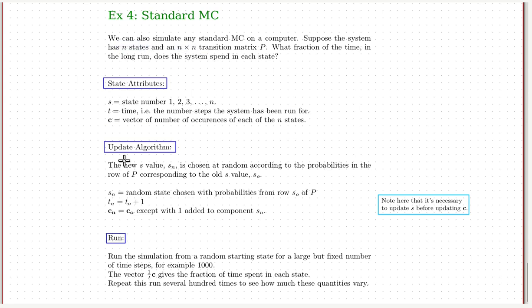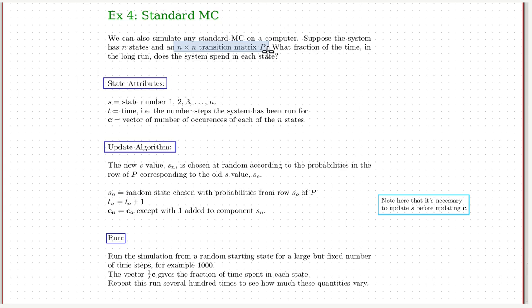Okay, the update algorithm. Well, let's see. Of course, T new will be equal to T old plus 1. We'll just increment the time by 1. That's simple. Now, how do you go from a particular state in a Markov chain to a state at the next time step in the Markov chain? Well, that's what the transition matrix P tells you. That gives you the transition probabilities for going from one state to another.